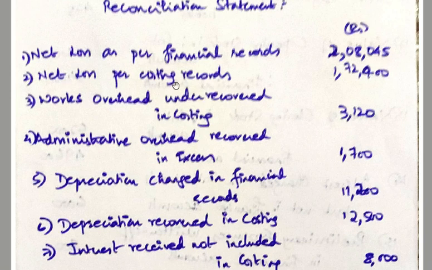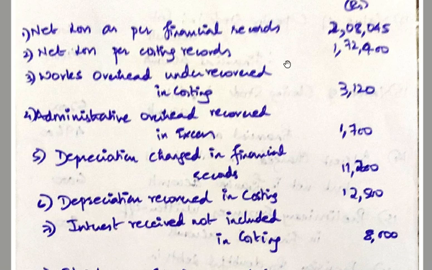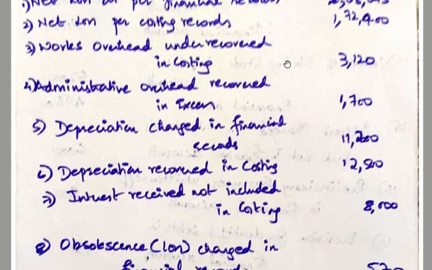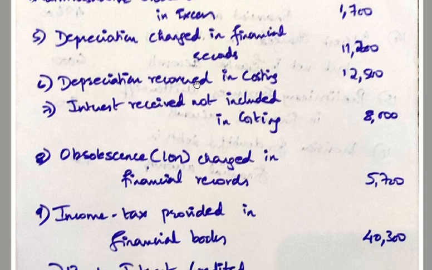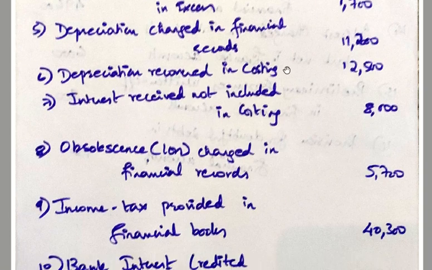So net loss as per costing accounts is given, financial accounts also is given. So we will start with the net loss as per costing accounts, and we will have to get the resultant figure as the net loss as per financial accounts. So works overheads under recovered in costing, we minus it in the general format, but here we will add it. Administrative overheads recovered in excess, so it is over recovered, we will add it as per the format, but here we will minus it.